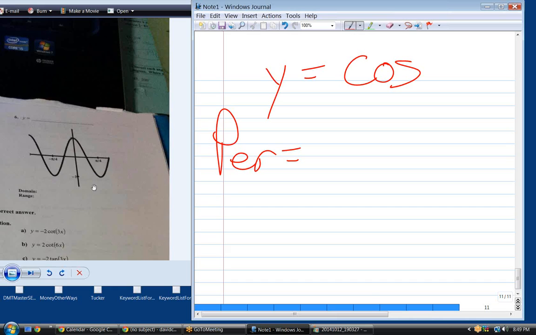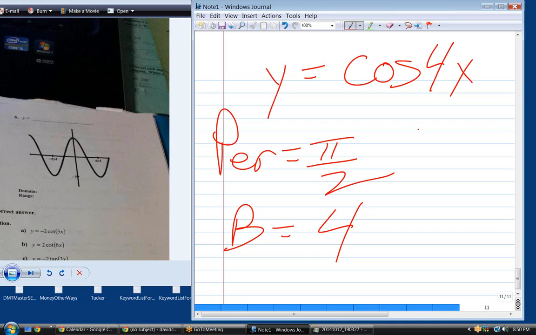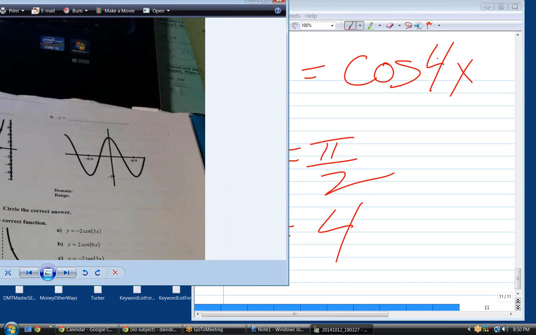Okay. So what's the period? 2 pi over 4. So B is what? B is 4 pi, no, 4. And numbers greater than 1 have the effect of horizontally squeezing it.